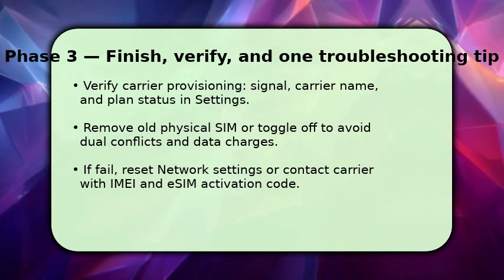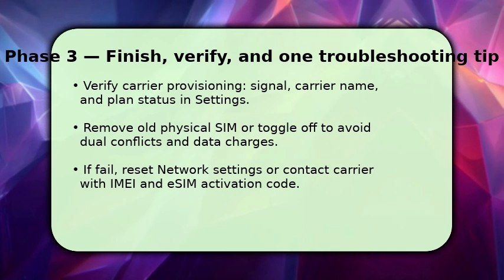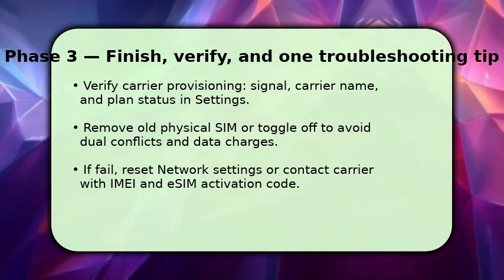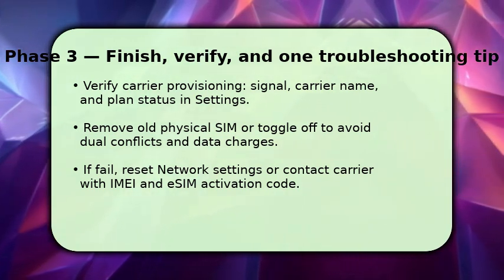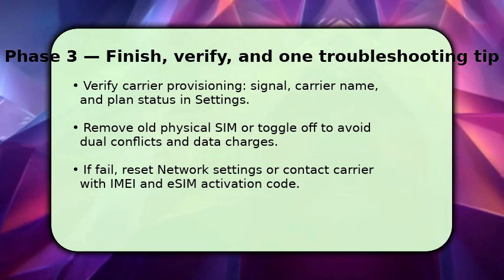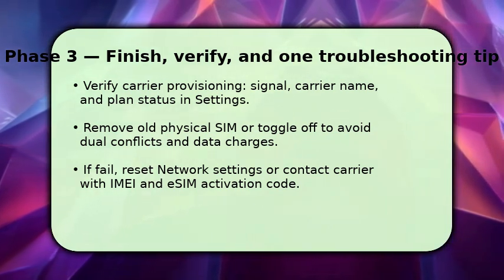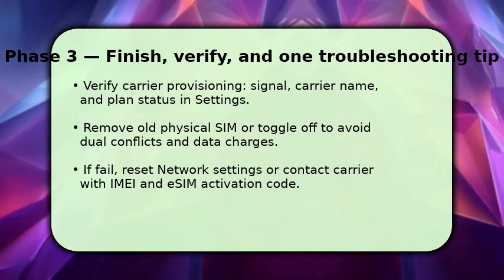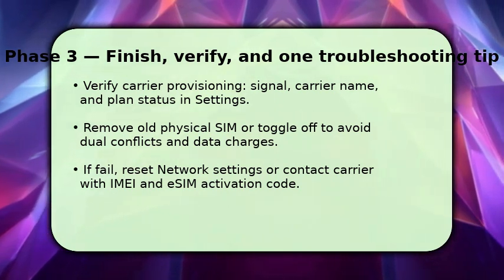If activation fails, reset network settings, reboot, and retry the QR. If that still fails, contact your carrier and provide the phone IMEI plus the eSIM activation code so they can reprovision the profile and resolve backend issues quickly.